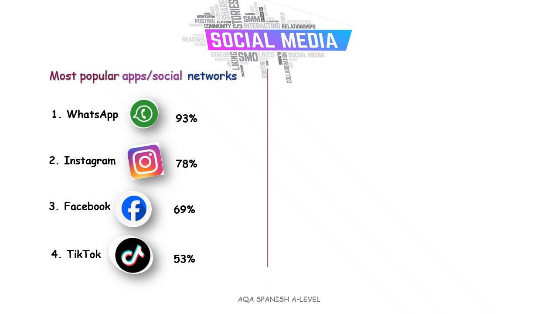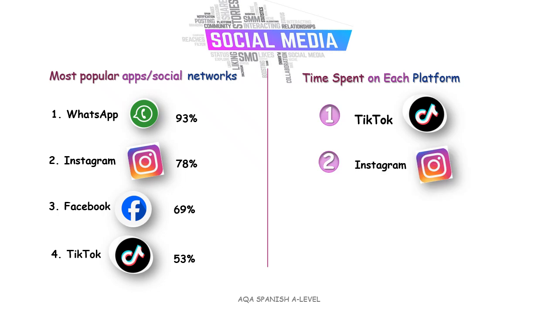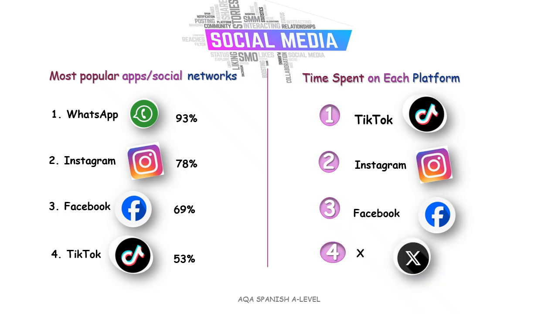Time spent on each platform. When it comes to time spent online, TikTok and Instagram dominate, with TikTok often pulling ahead. Facebook still gets a decent amount of time, though less than those two giants. Meanwhile, X, or Twitter, tends to see more occasional use, mainly for catching up on news and trending conversations.